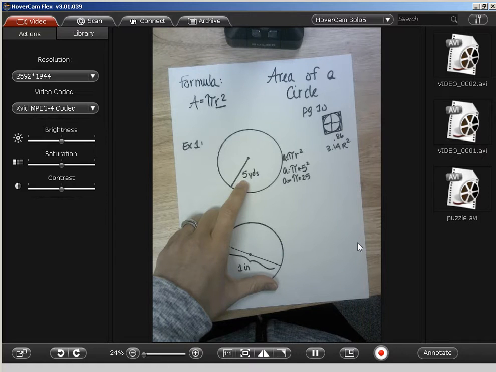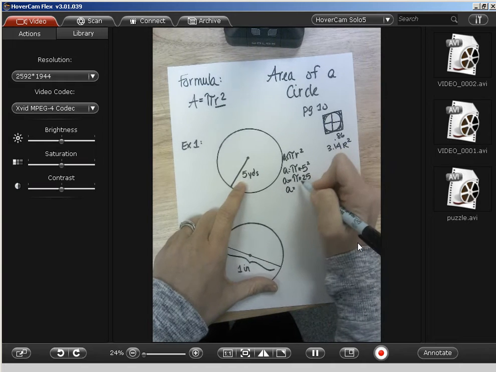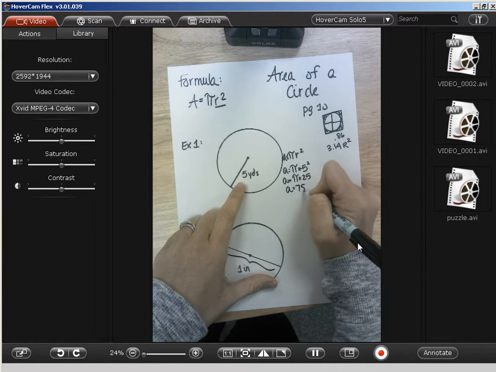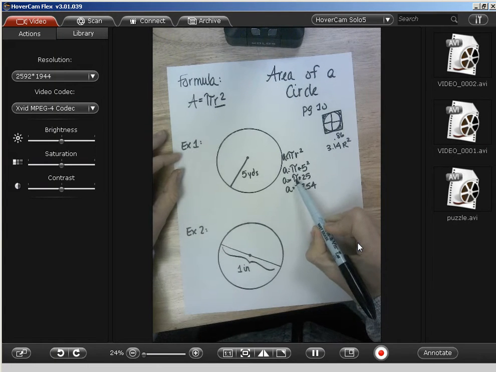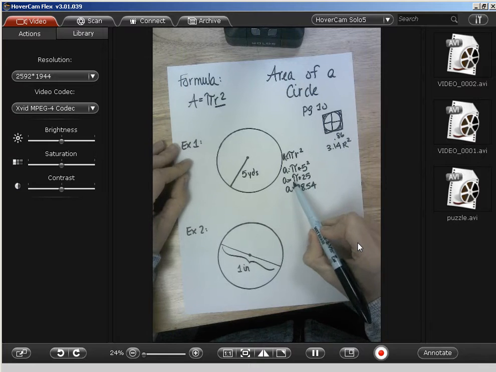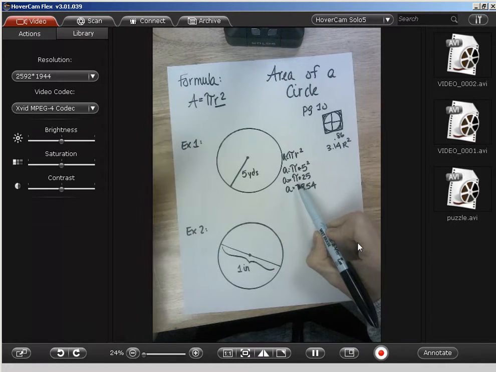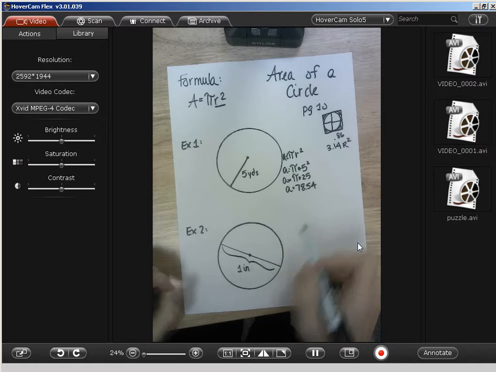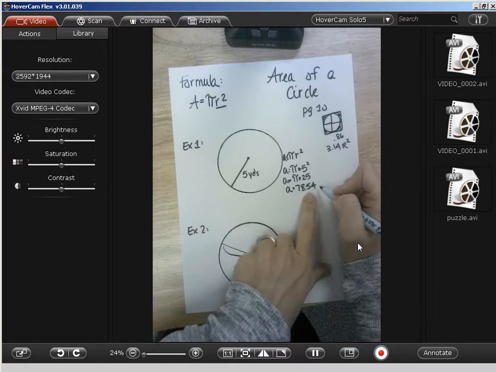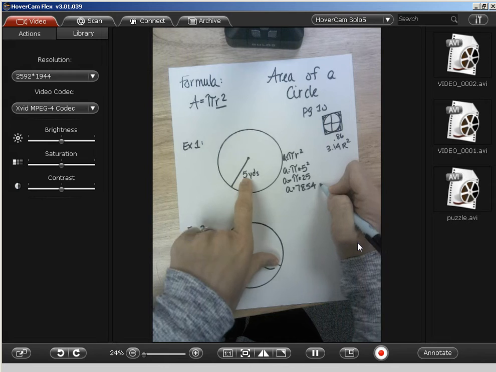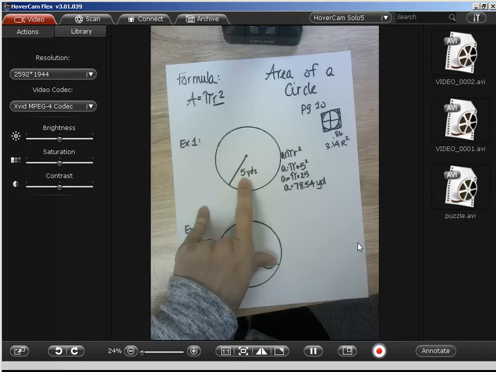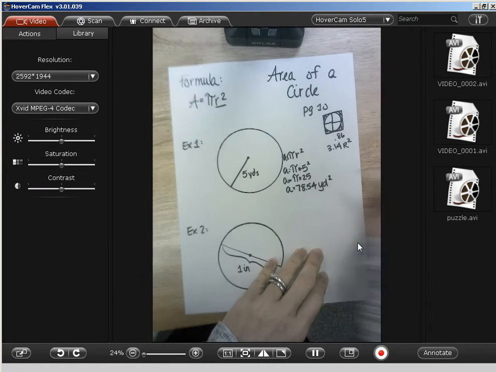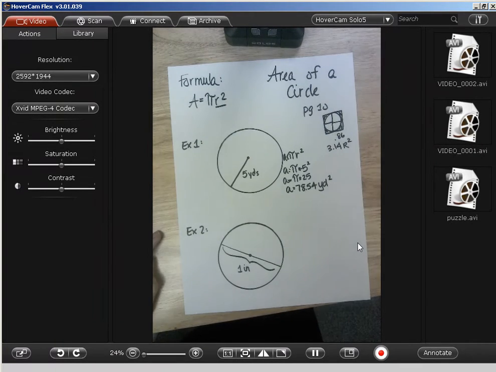And I'm going to end up with approximately 78.54. And if you think about that, 25 times 3, because I know pi is 3 and a little bit more, 25 times 3 is 75, and then a little bit more than that is 78. So that makes sense. This answer makes sense. Now, before I walk away, I need to make sure I label it. My units were yards. And since this is a two-dimensional figure, but we're finding its area, we're going to square those yards.